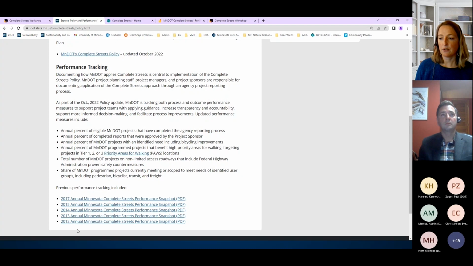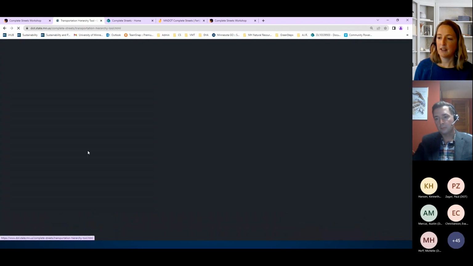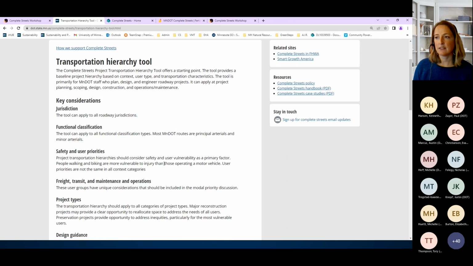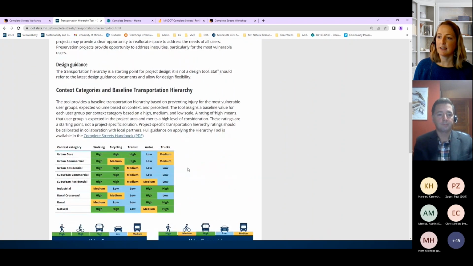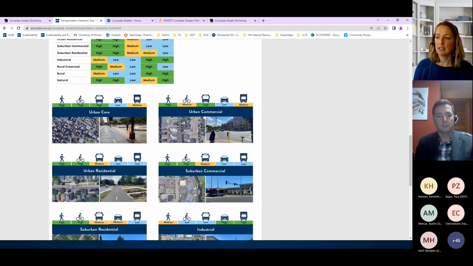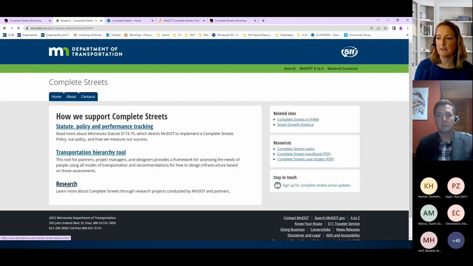And then we have historic tracking reports that were created for the legislature that folks can look back into. And then Dan will be getting into this in a little bit here, but the transportation hierarchy tool is a newer component to our guidance. And so we pulled out some highlights of that information from the handbook. And that's included here with some background, as well as a nice summary table that shows those different context categories with the baseline hierarchies, and then thumbnail images. So just easy ways to share this information and reference it with partners.